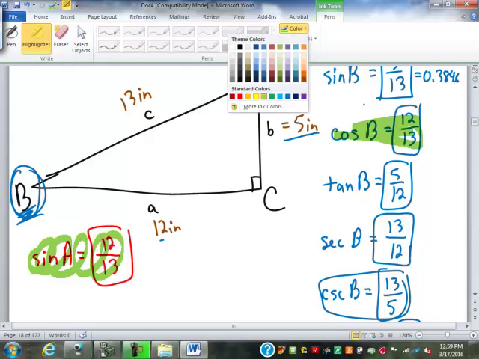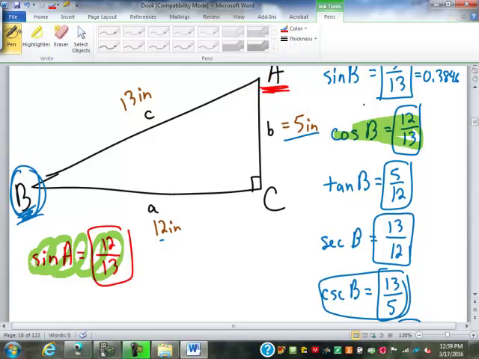Why would those two be equal? Well, what do you know about angle A and angle B? If you add them together, what do you get? Yeah, the whole triangle has to add up to 180. If this is a right angle, that's 90. Well, 180 minus 90 leaves 90. These two angles have to add up to 90 degrees. So they are complements. So the sine of one has to equal the cosine of the other.